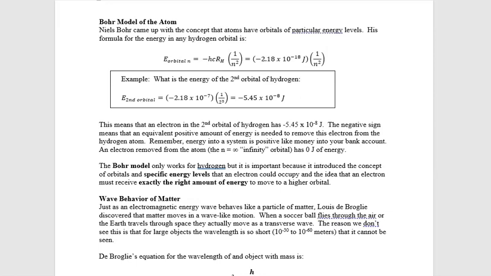What is the energy of the second orbital of hydrogen? So you use that negative 2.18 times 10 to the minus 18 times 1 over 2 squared, which would be 1 over 4. Multiply that by a fourth, and you get negative 5.45 times 10 to the negative 8 joules. So again, that's how much energy an electron in the second orbital of hydrogen would have. That's all that equation is telling you.